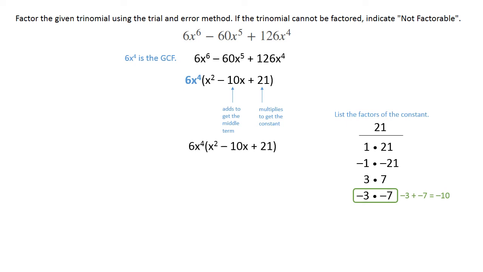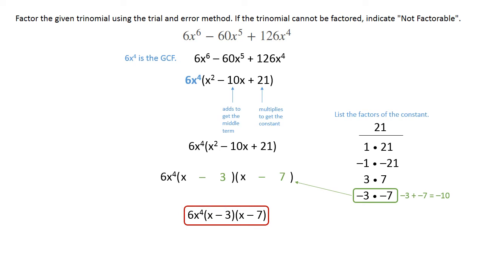Let's write the expression down, and when we do our double bubbles, make sure we keep that 6x to the 4th with us the whole way. Break your x's apart and use the factors that you identified from your list. So this problem is 6x to the 4th, x minus 3, and x minus 7. Those are the factors when we break it apart, and that concludes our factoring with greatest common factor.